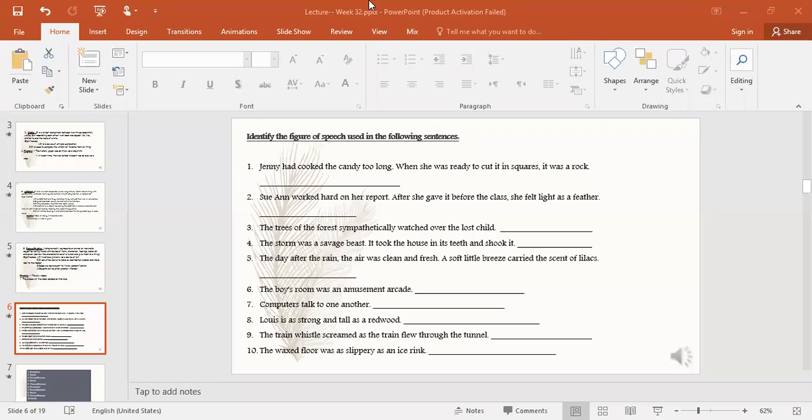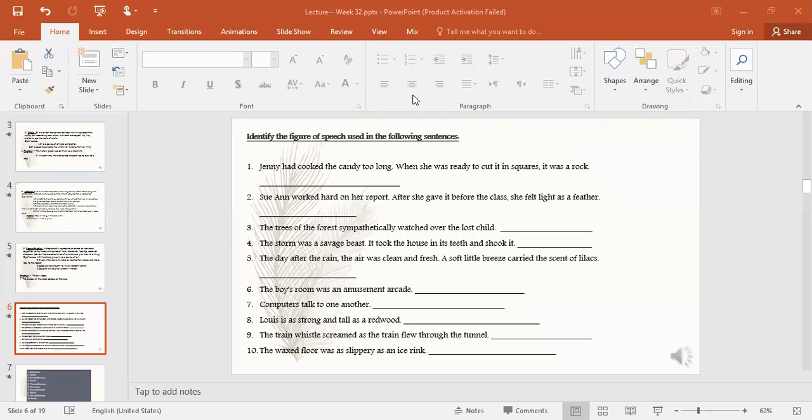We said the storm was a savage beast, meaning I am comparing the storm to a savage beast, but I didn't use any comparison tool. Bravo. The second part, it took the house in its teeth and shook it. A personification. Very good. Because the storm doesn't have teeth, so we gave this behavior or characteristic from humans and gave it to the storm.